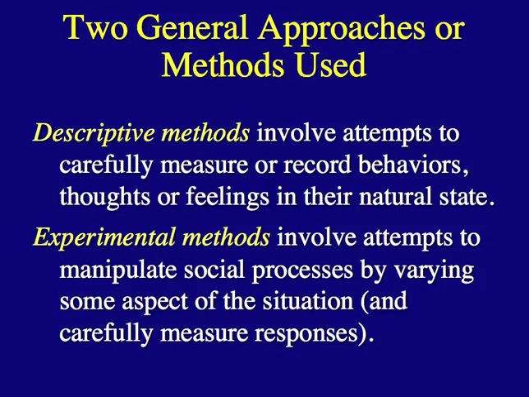We can also look at experimental methods. Here we attempt to manipulate certain aspects of the situation very carefully and also hold other aspects of the situation constant, and through a process of random assignment be able to determine a cause and effect relationship between certain variables. And we'll talk a little bit more about that in a moment. But let's look at descriptive methods first.